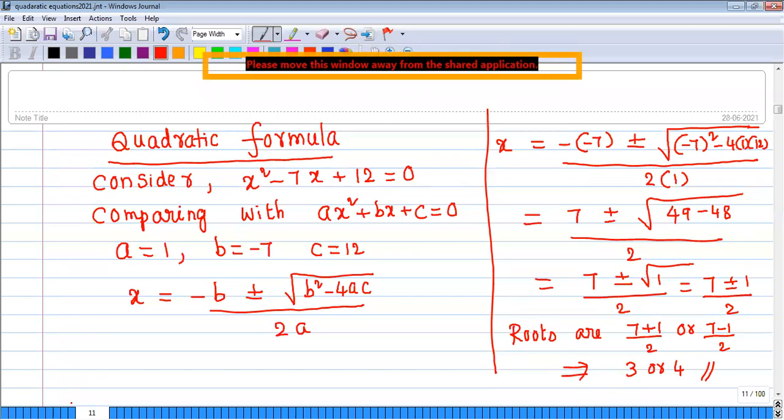Followed both the methods? Yes or no? Yes, sir. Shall I move to the second question?